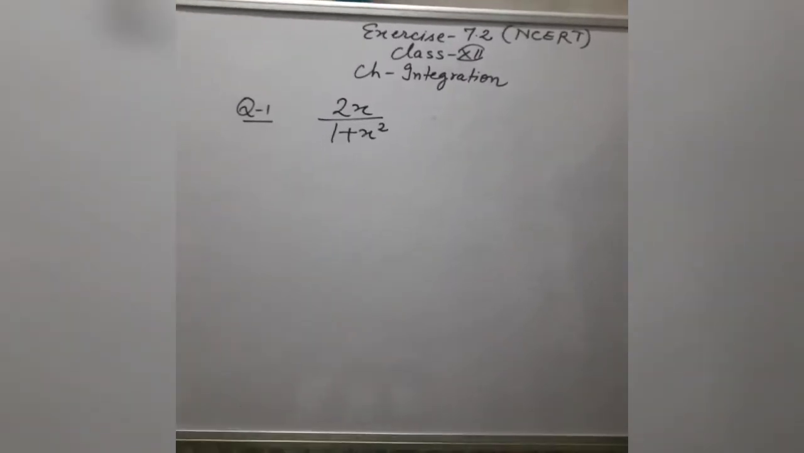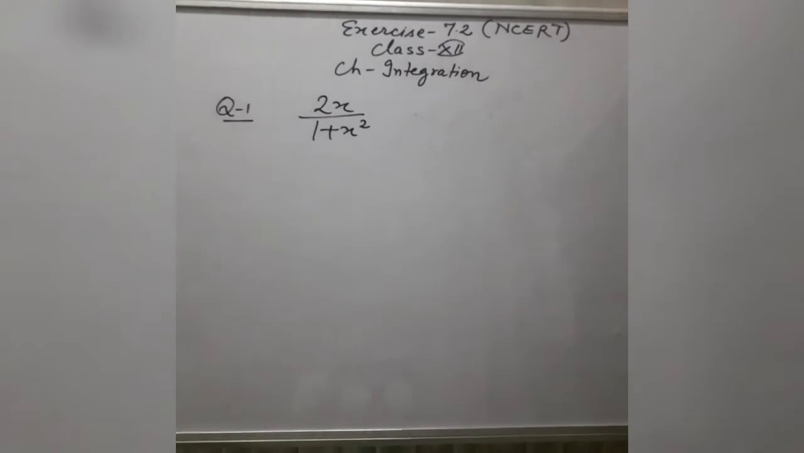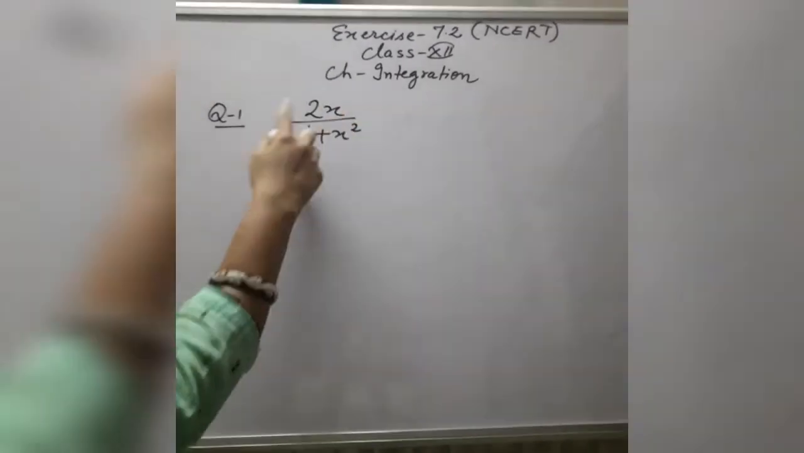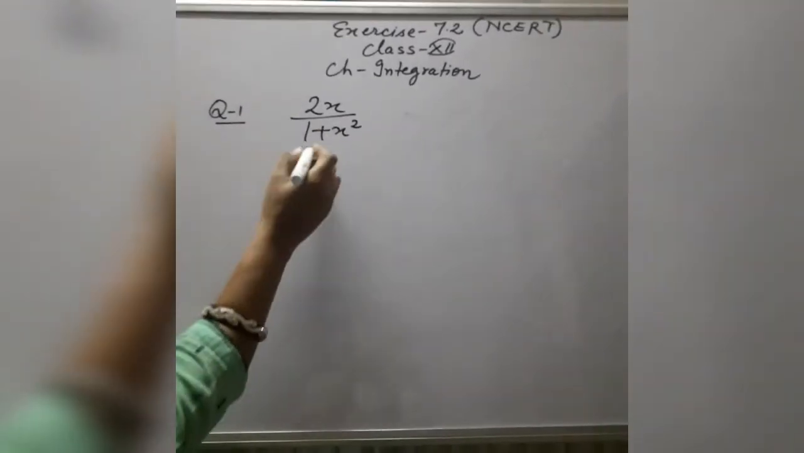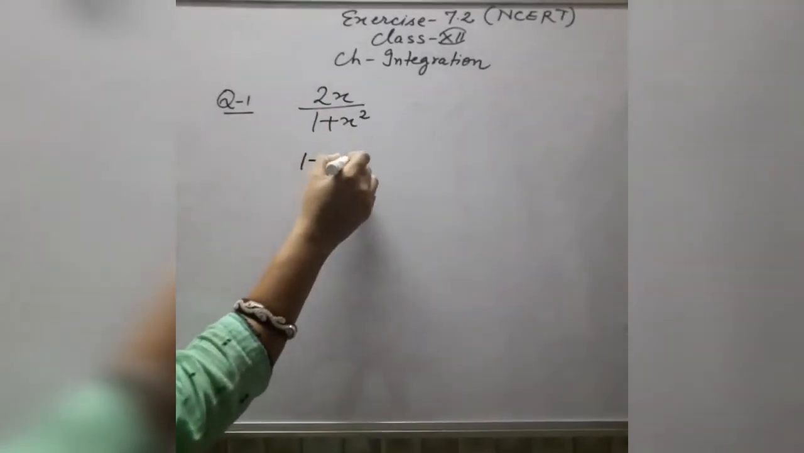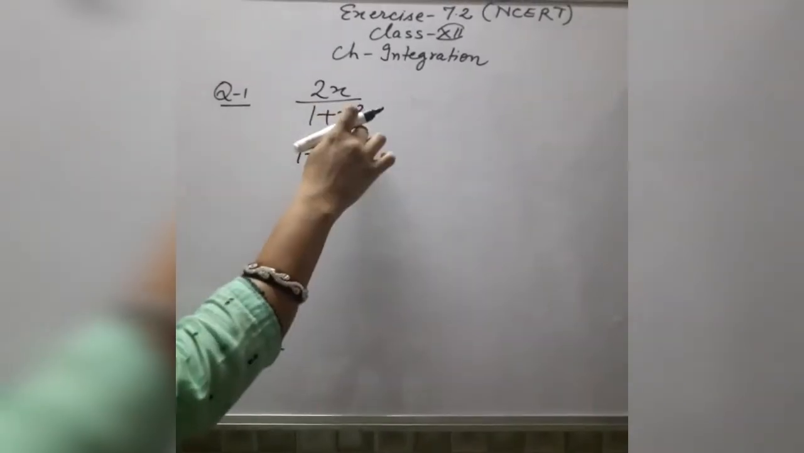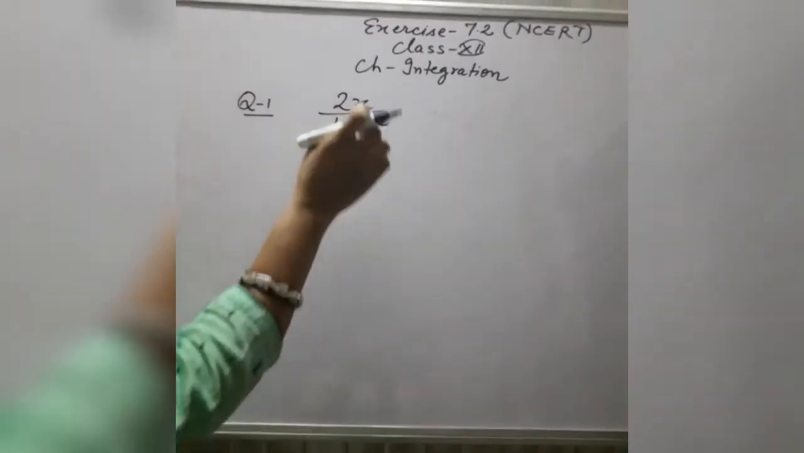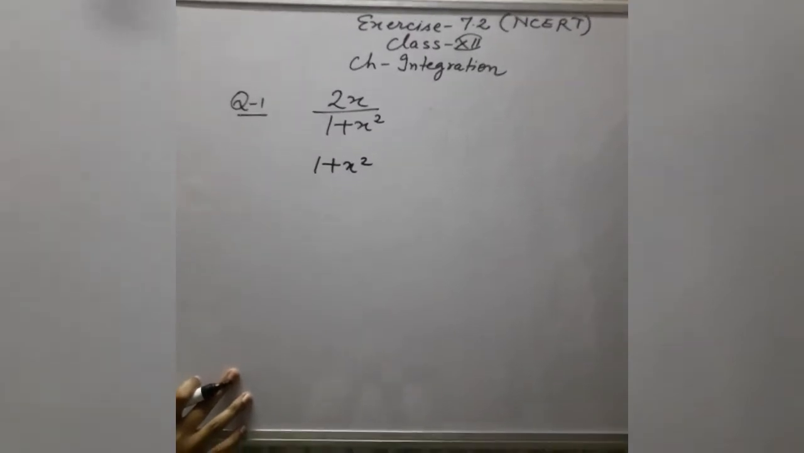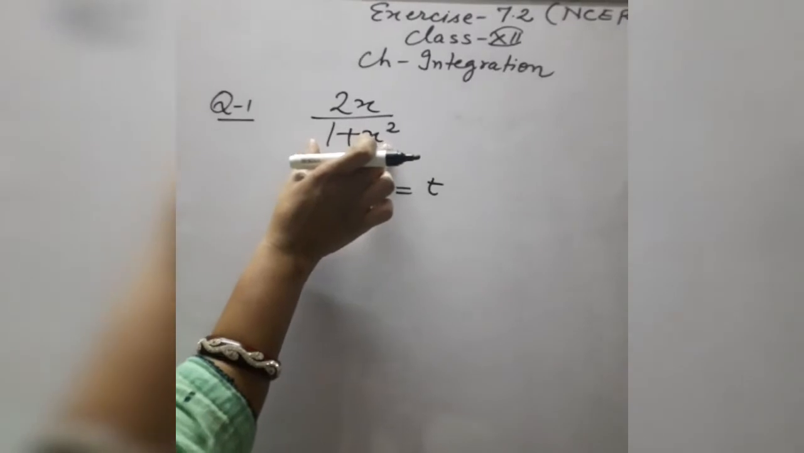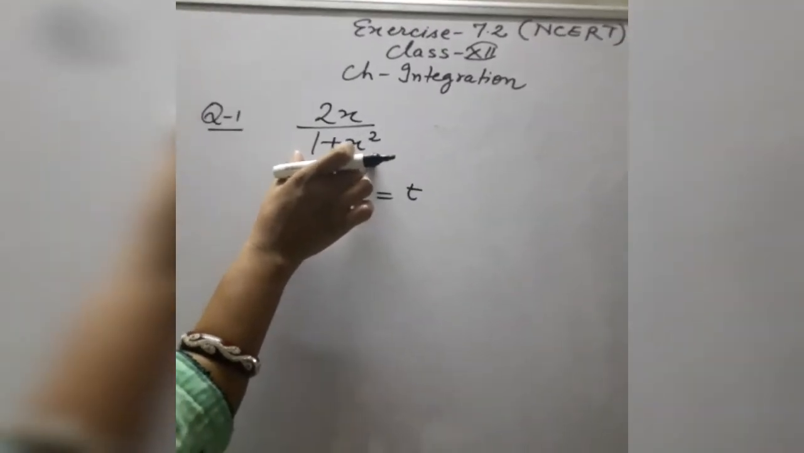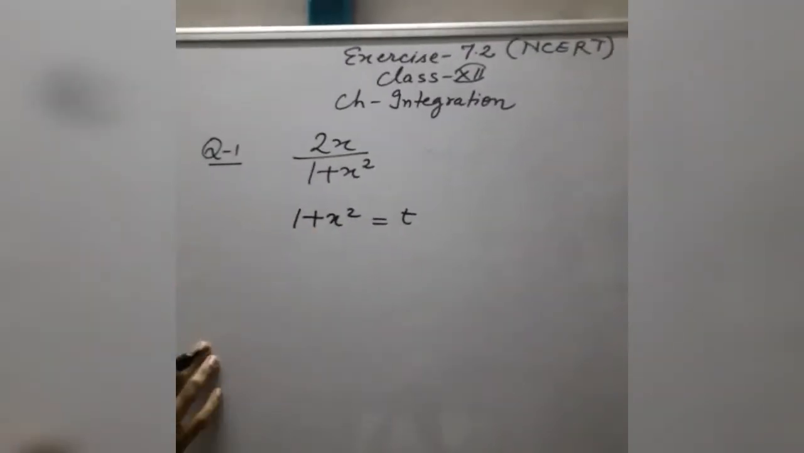But before integrating this function, we will put one term equal to t in this function. We will select this term from the given function in such a way that the derivative of this term also is there in the statement. Suppose we are taking 1 plus x square is equal to t. The derivative of 1 plus x square is 2x, and 2x is also there in the statement. That's why we will take 1 plus x square is equal to t.